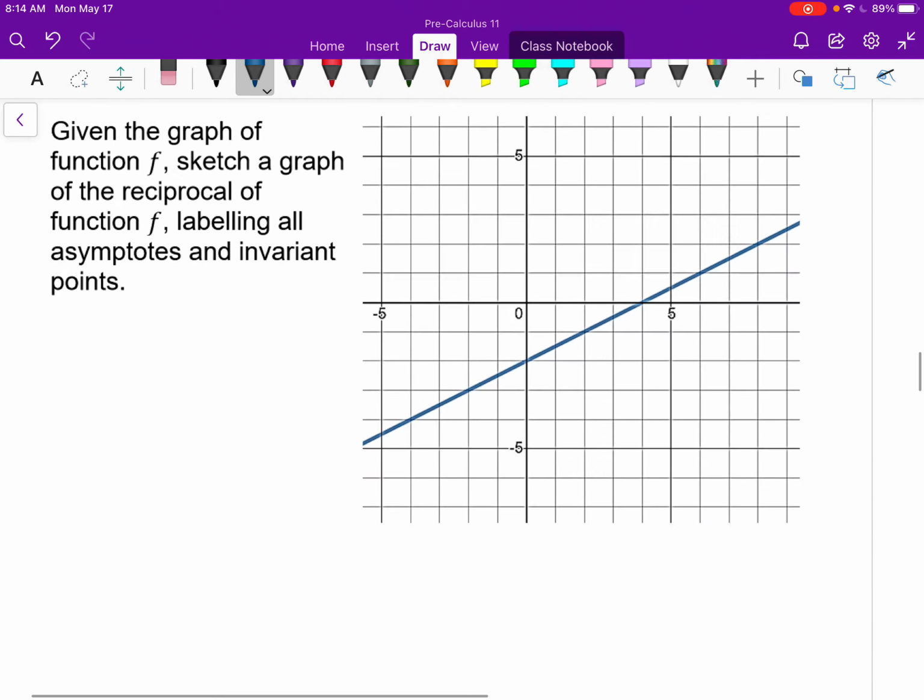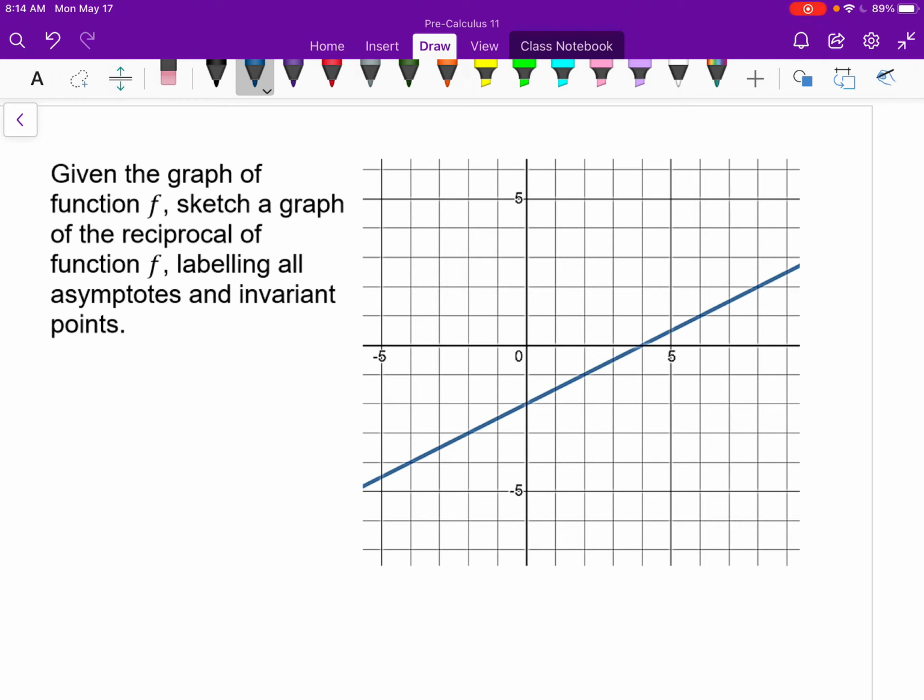All right, so what if I just give you a graph of a function and sketch the reciprocal of it? Well, that's actually, I think, in many ways easier than we just did, because I've already sketched the first part of the function for you. So again, what you have in blue here this time is f of x. It doesn't actually matter what the equation is. We could figure it out pretty quickly. It's a linear function, I can see.